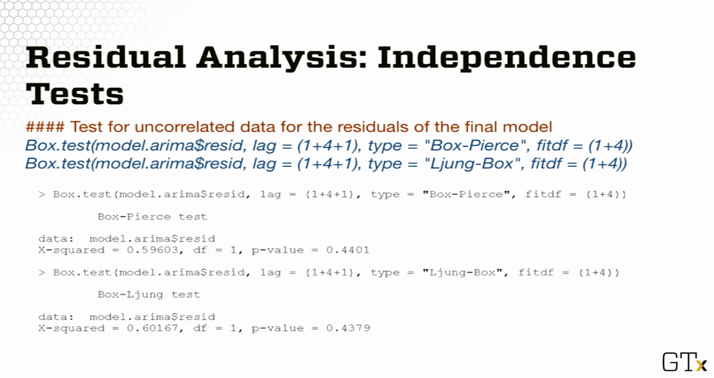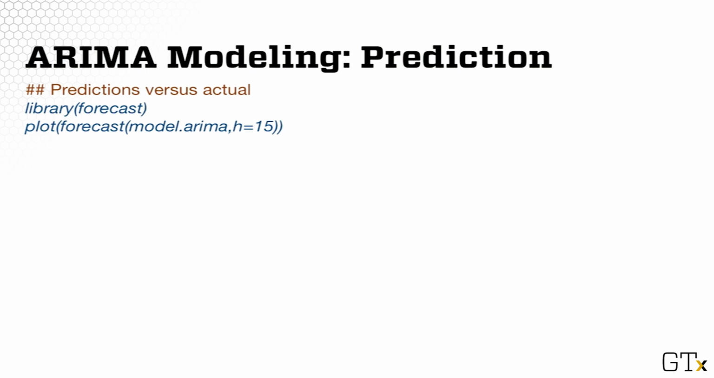We also have the option to use different test statistics provided by the type argument. The p-value for the testing procedure for uncorrelated data is large, which means that we do not reject the null hypothesis of uncorrelated residuals. Hence, it's plausible that the residuals are uncorrelated.